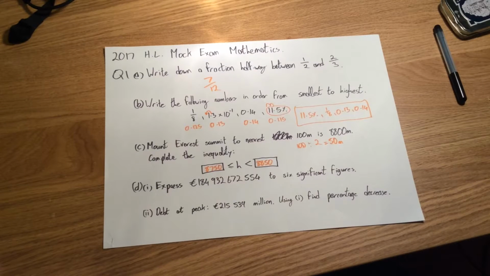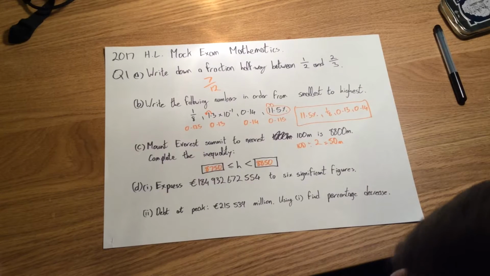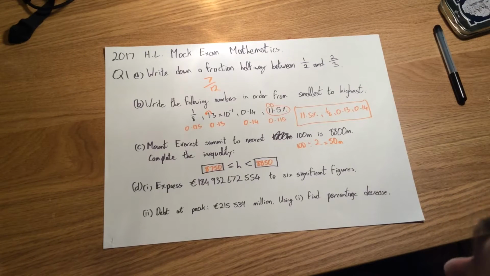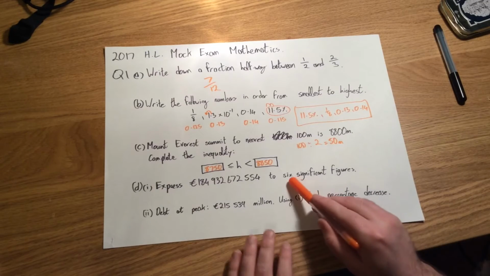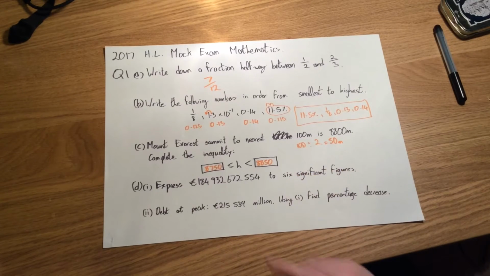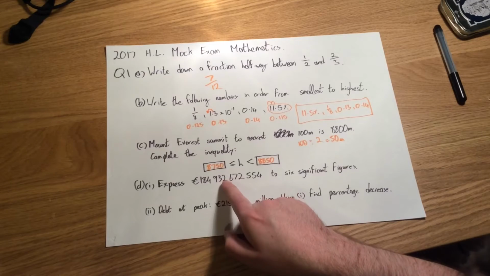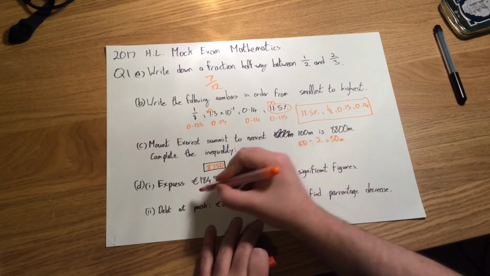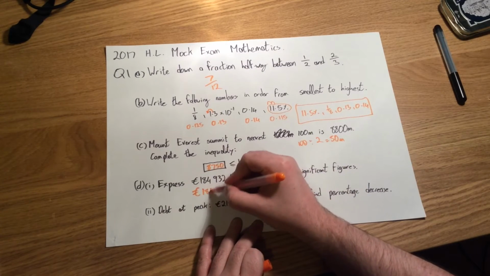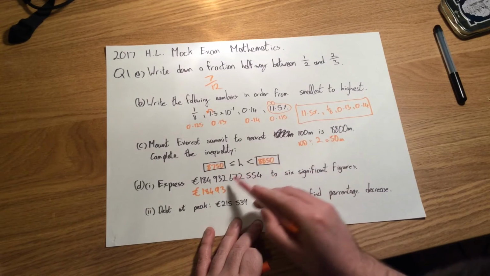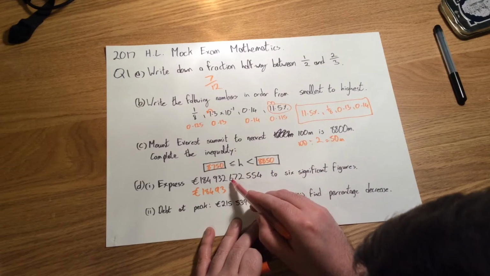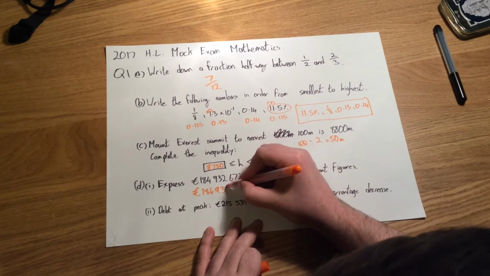Part D: express 184,932,672,554 to 6 significant figures. I've probably said that number wrong, just so you know. Let's have a look. What does 6 significant figures mean? It means that the first 6 figures are the ones we care about. In other words, 184932. I look at the next digit, which is greater than 5 or 4, so I'm going to round that 2 up to 3.